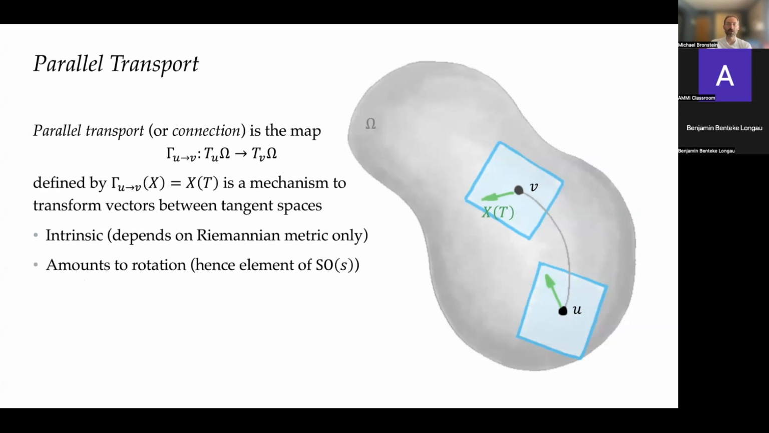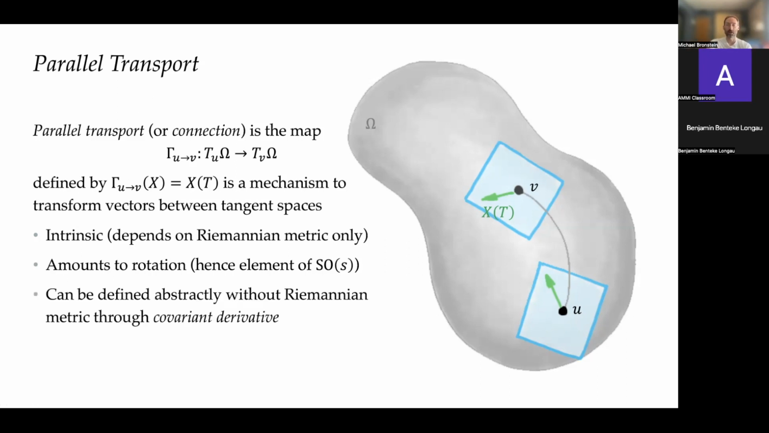On a manifold with a metric, what happens to the vector? Because we said that the length of the vector is preserved, and I have a mechanism to measure it, what happens to the vector is rotation. So this map just rotates the vector when I move it from one tangent space to another. So it's an element of the special orthogonal group. I should also say that connection is more general than what I described here.